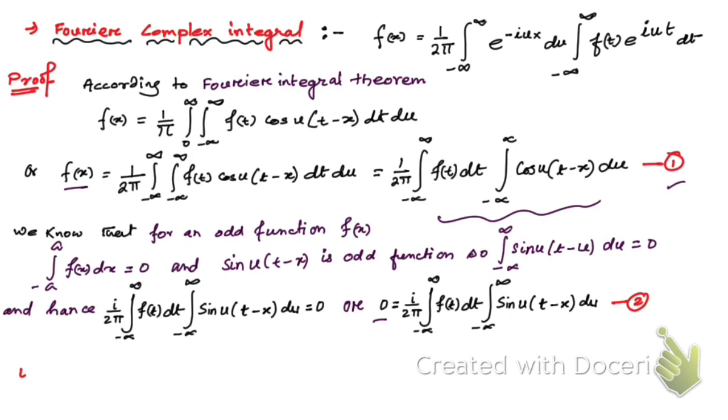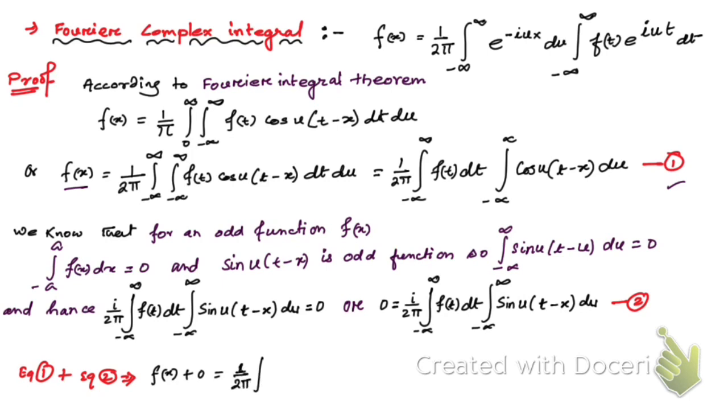Why? I'm going to explain it, just wait. So now if you add these two, adding equation number 1 and equation number 2, we're going to have on the left hand side f of x plus 0. On the right hand side, what we can do here is take 1 by 2 pi common.